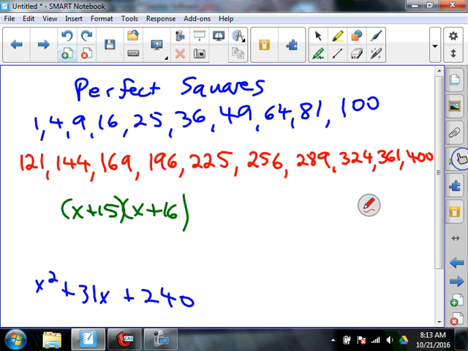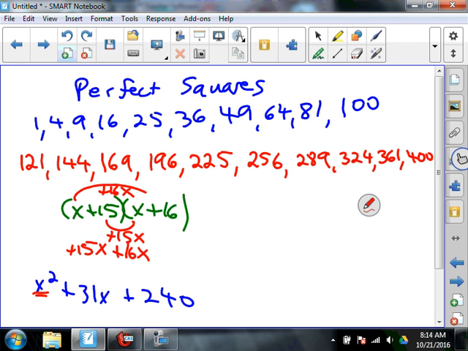I already know the first term is going to be x squared. I think we all know that, right? I looked at this in the middle and I said, well, that's plus 15x, and that's plus 16x. And rather than writing plus 15x plus 16x, and wasting like 15 seconds, I just did that in my head. Everybody with me so far?